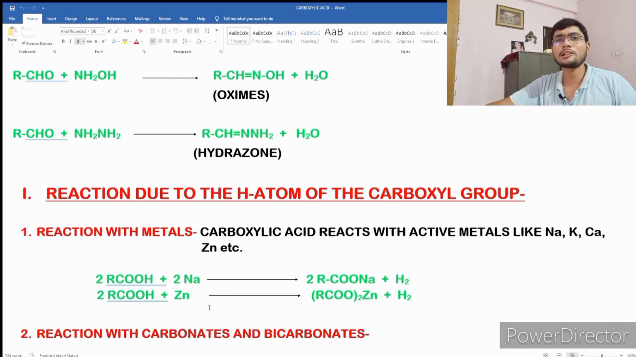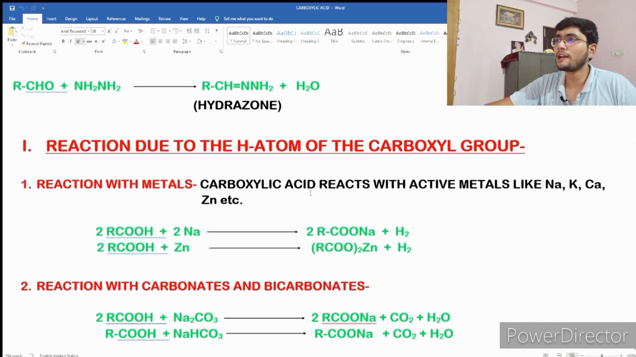So let us start with the reactions due to the hydrogen atom of the hydroxyl group. The first reaction is the reaction with metals. Carboxylic acid can react with active metals, because active metals are basic in nature. Sodium and potassium are all basic in nature, and carboxylic acid is acidic in nature, that means it can liberate H+, so they can form a salt.